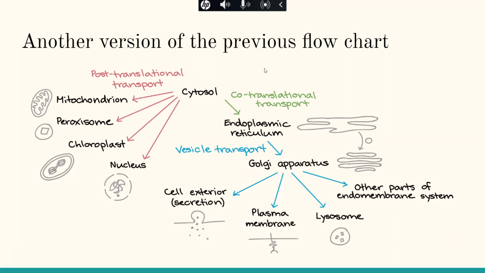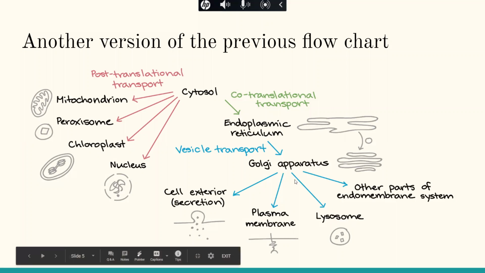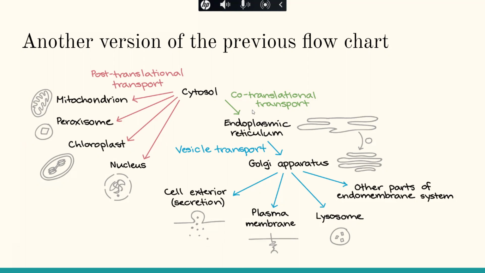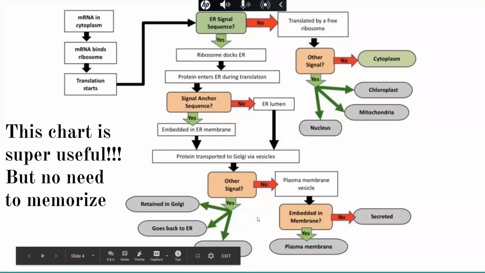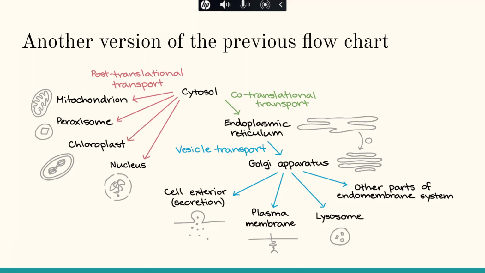So basically, the main takeaway that this chart shows is that if you're going through the endomembrane system, the transport of the proteins occurs simultaneously with translation. That's why the ribosome docks to the ER if the signal sequence indicates that you're going to the ER. But if you're going anywhere else that's not in the endomembrane system, like the nucleus or the mitochondria, transport occurs after translation because the ribosome is not docked to anything. So these two charts I definitely recommend going through, just to help you identify what the signal sequences indicate.